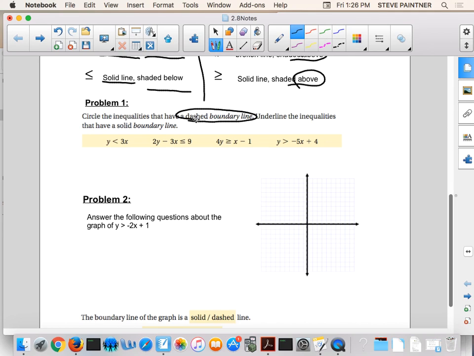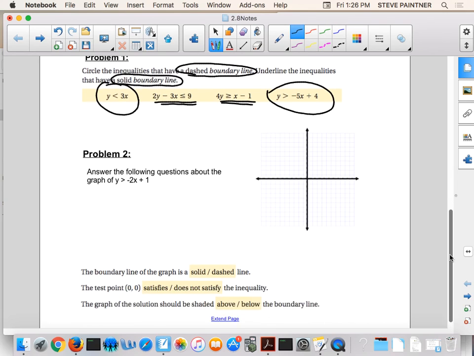Okay, tell me. First and last are broken boundary lines, or broken lines, okay? Then it says first two are solid boundary lines. Which ones would be solid? Anything with what? An equal sign. If it's got an equal sign, it's solid. Without an equal sign, it's broken, okay?